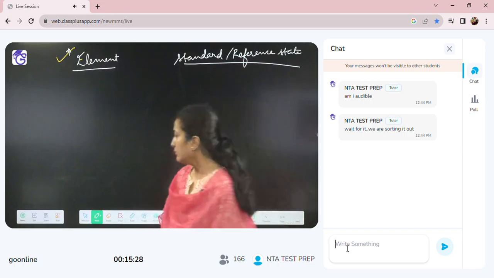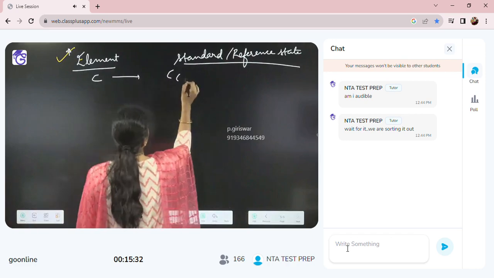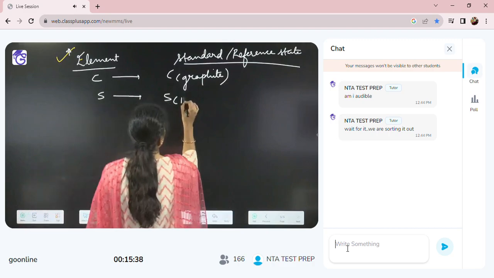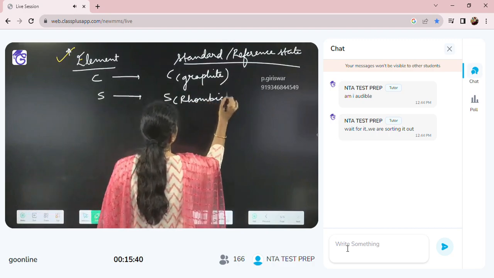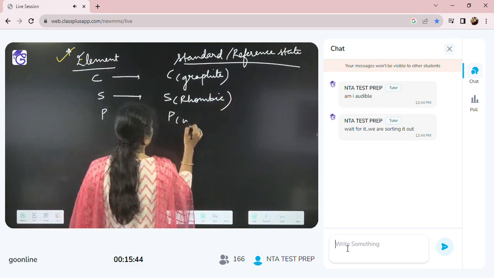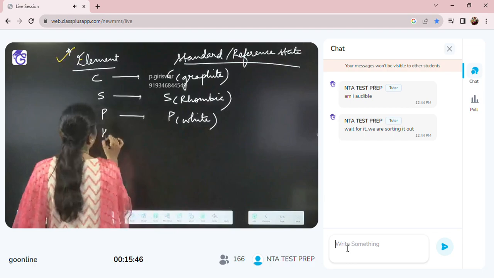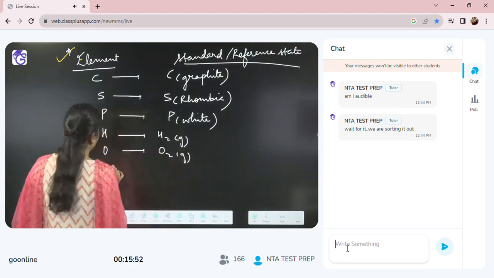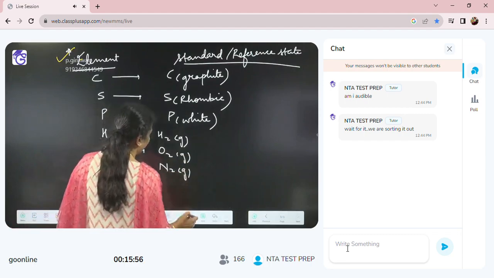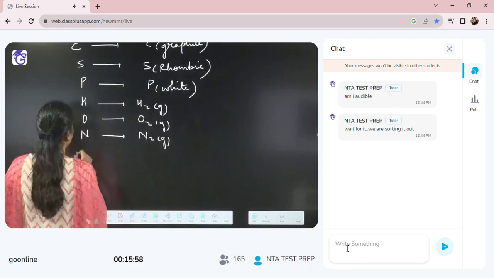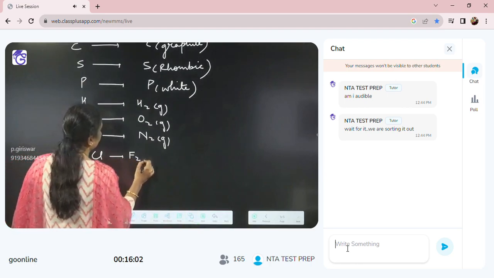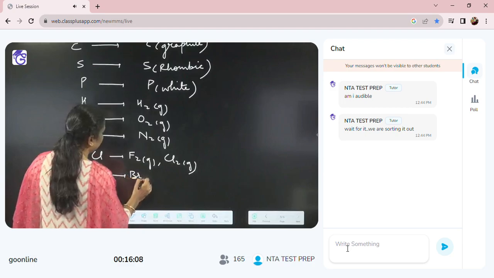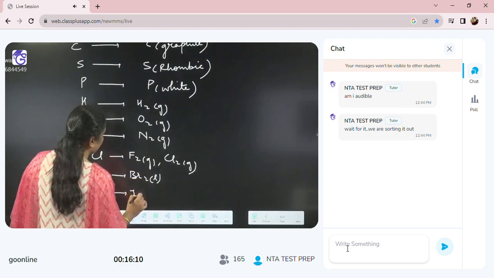Getting it? So we are going to write down for carbon in the graphite form, for sulfur in the rhombic form, for phosphorus in the white form, for hydrogen H2 in the gaseous form, for oxygen O2 in the gaseous form, for nitrogen N2 in the gaseous form. Similarly, fluorine and chlorine will be existing as F2 gas, Cl2 gas. For bromine, Br2 liquid. For iodine, it is I2 solid.